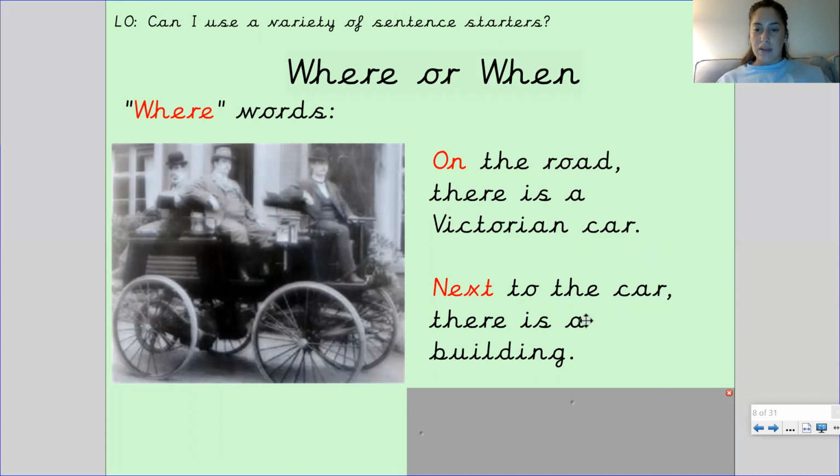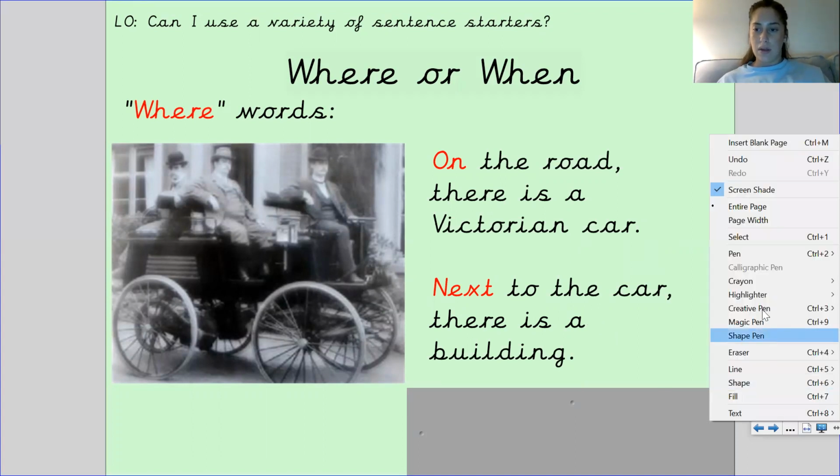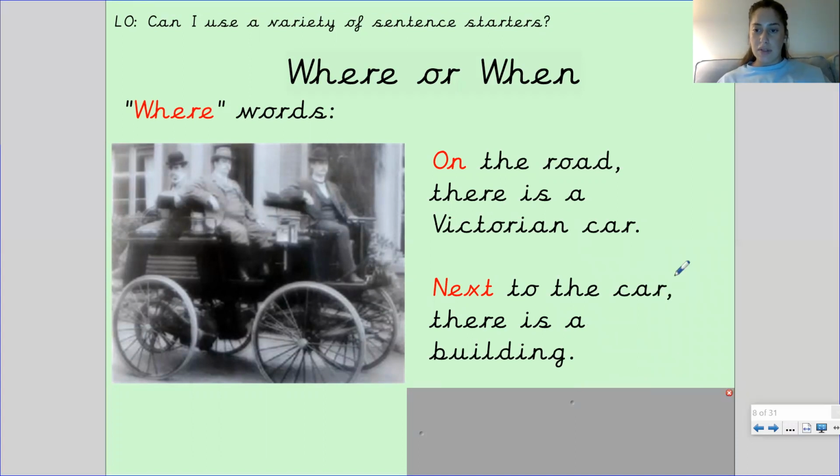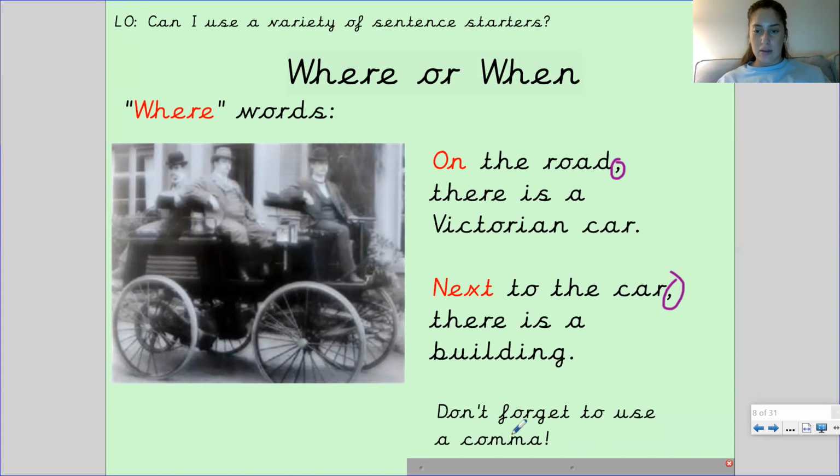What do you notice after they've used the where in the beginning of their sentence? Well done for spotting the comma. Now, if you remember, when using fronted adverbials, we always follow it with a comma before carrying on with the rest of our sentence, which is also a reminder here.